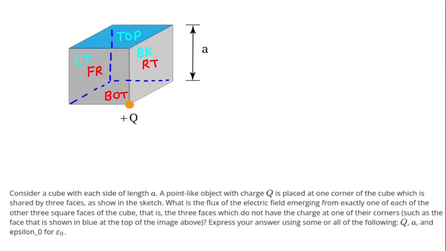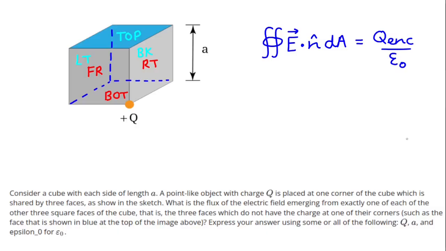Given the charge is not inside the cube, we can't apply Gauss's law directly, being the integral over a closed surface of the dot product between the electric field and the normal to the surface over the area of the surface is equal to the enclosed charge on the permittivity of free space. But we can change this problem to a form where we can apply Gauss's law.